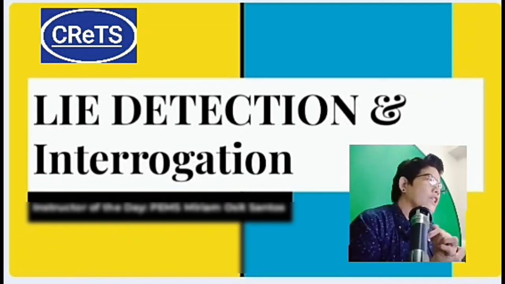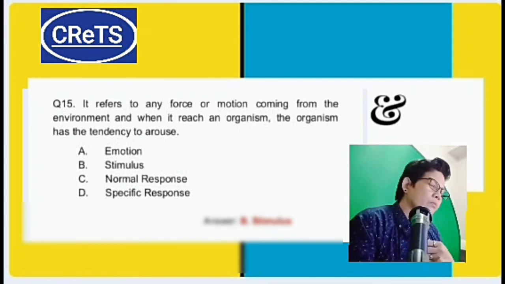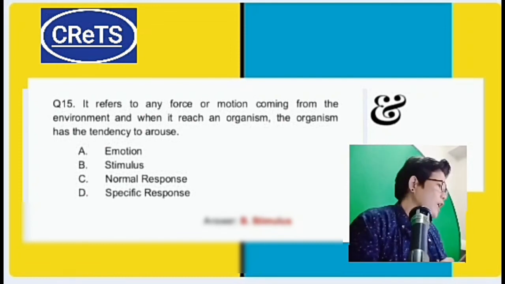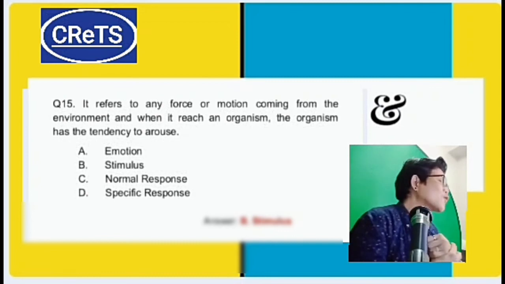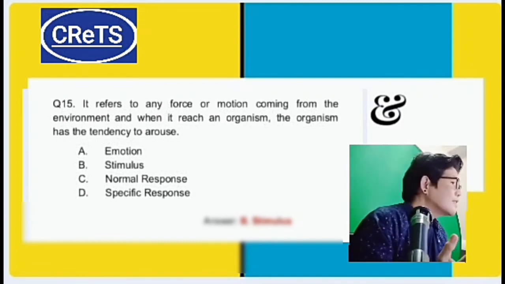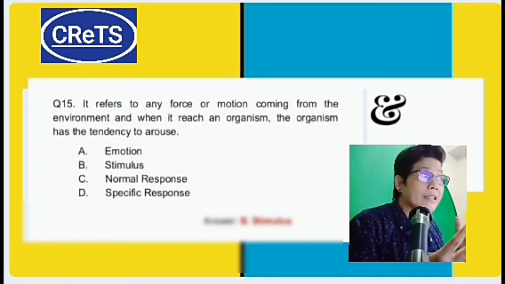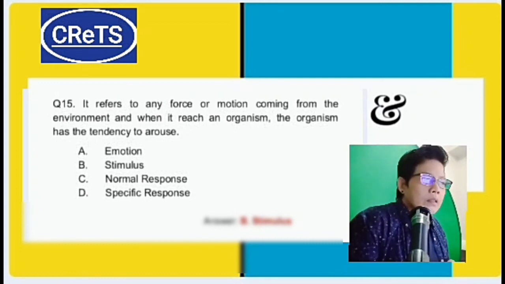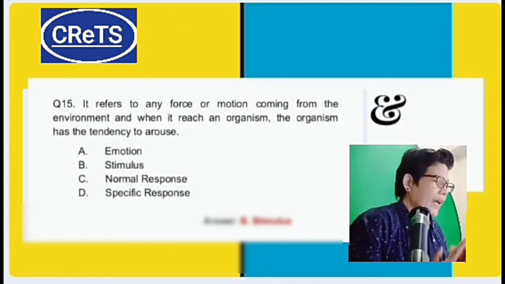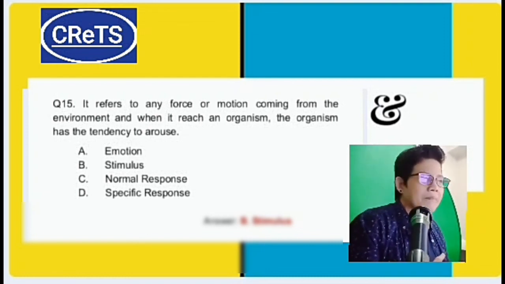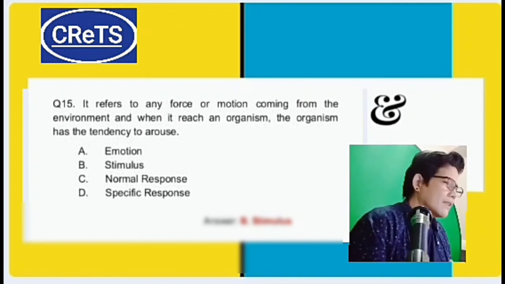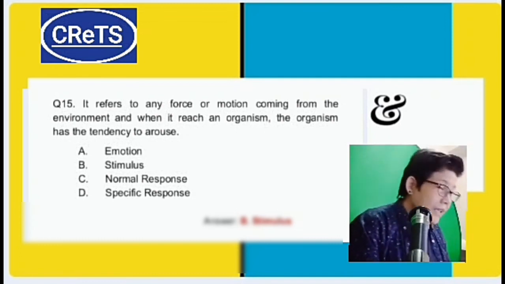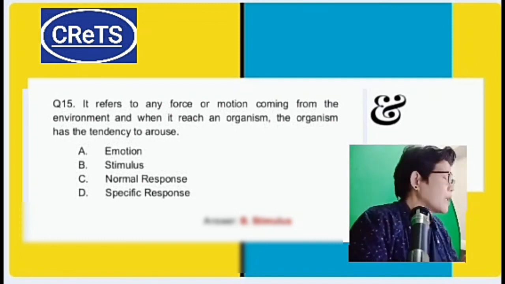Okay, question number 15. It refers to any force or motion coming from the environment, and when it reaches an organism, that organism has the tendency to arouse. Okay, sagot mga kaibigan ko. Ano sagot? Huwag magtatagal sa isang number. Anyone? Oh, time is up. Ang sagot? B? Christian Mar. Leia. B. Okay.